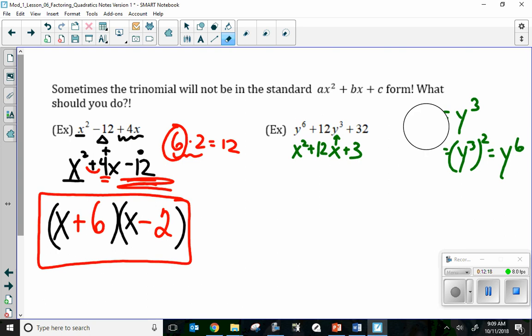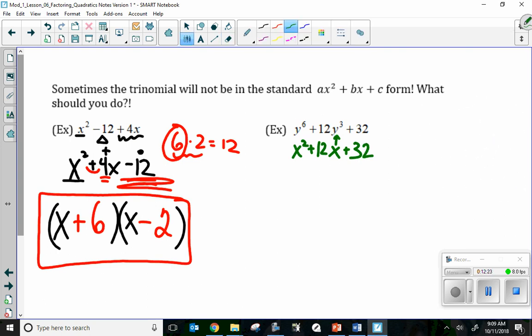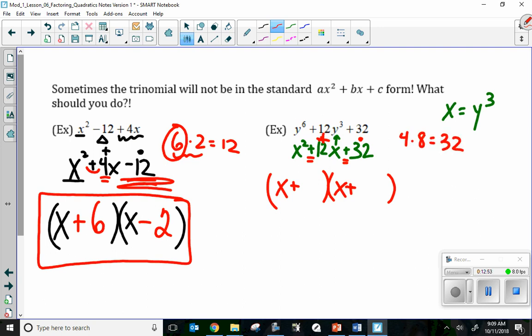All right, now, first off, I didn't write the 2 here. Second, let's keep this in mind. All right, so let's just factor with our x's in there. Okay, what multiplies to 32 that adds to 12? This is nice because they're both positive. I have no negative numbers involved whatsoever. Plus, plus. What multiplies to 32 that adds to 12? 4 times 8 is 32, and that adds to 12.